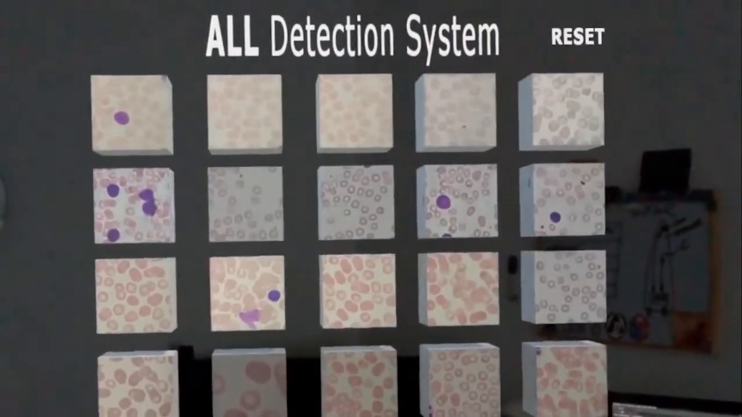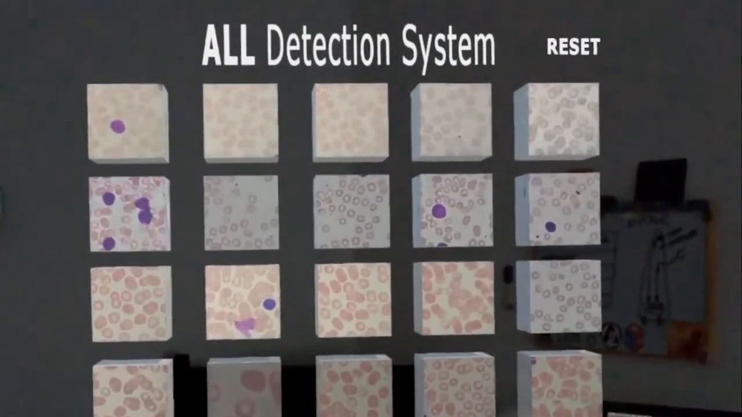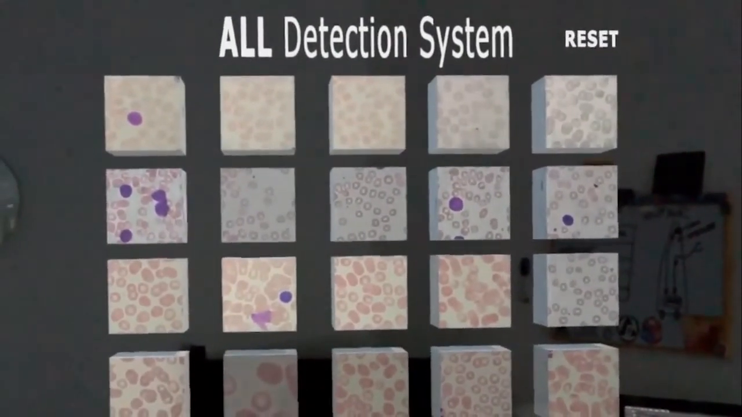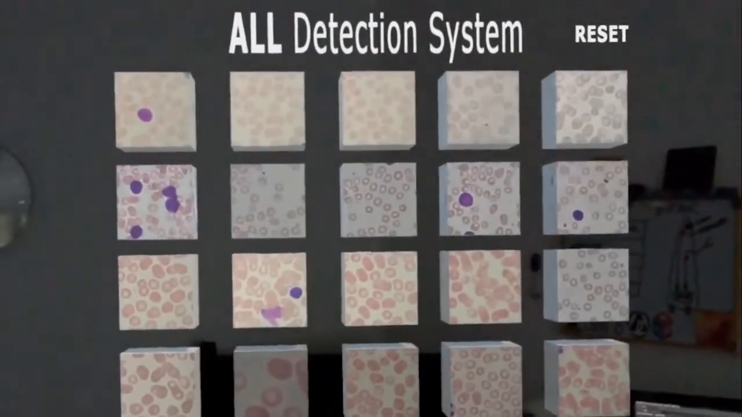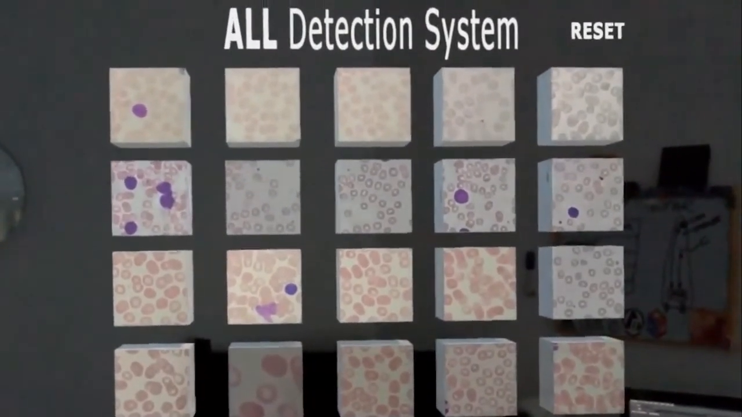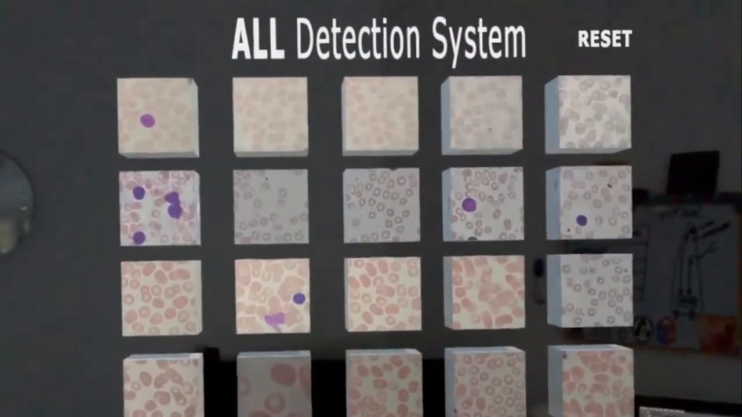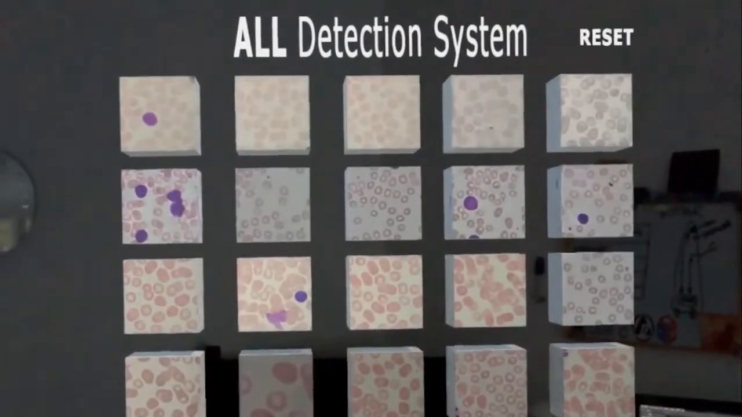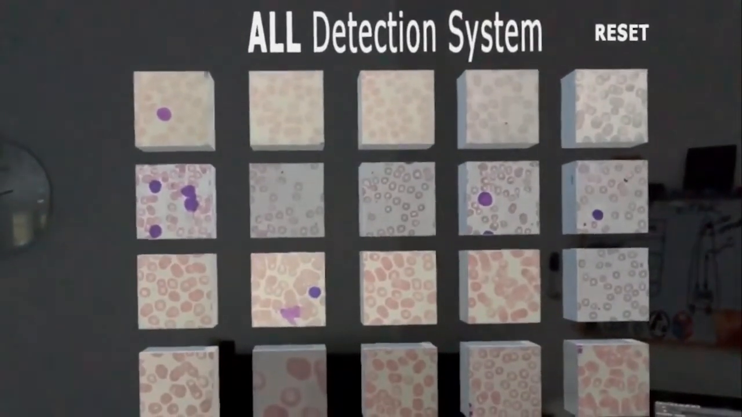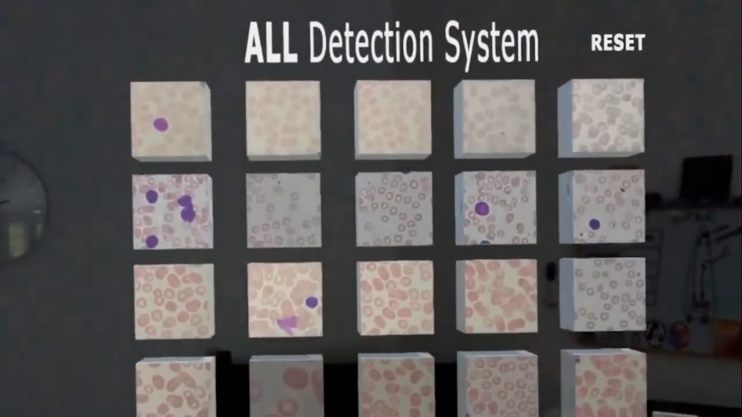Okay, the final demonstration of the ALL detection system. That's the Acute Lymphoblastic Leukemia detection system for Magic Leap 1. The data that you're seeing in front of you is real data, and it comes from the Acute Lymphoblastic Leukemia image database for image processing by our contact Fabio Scotti at the Università of Milano.